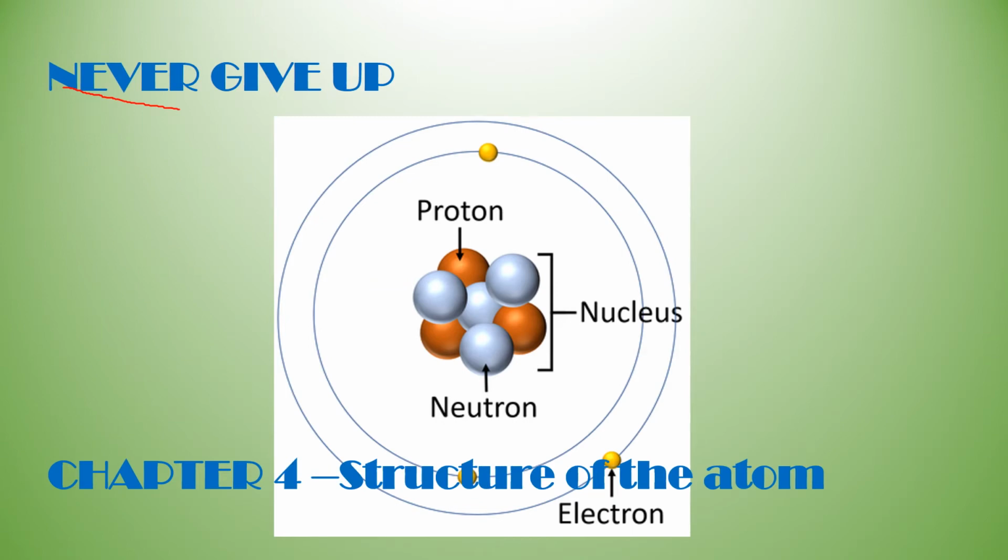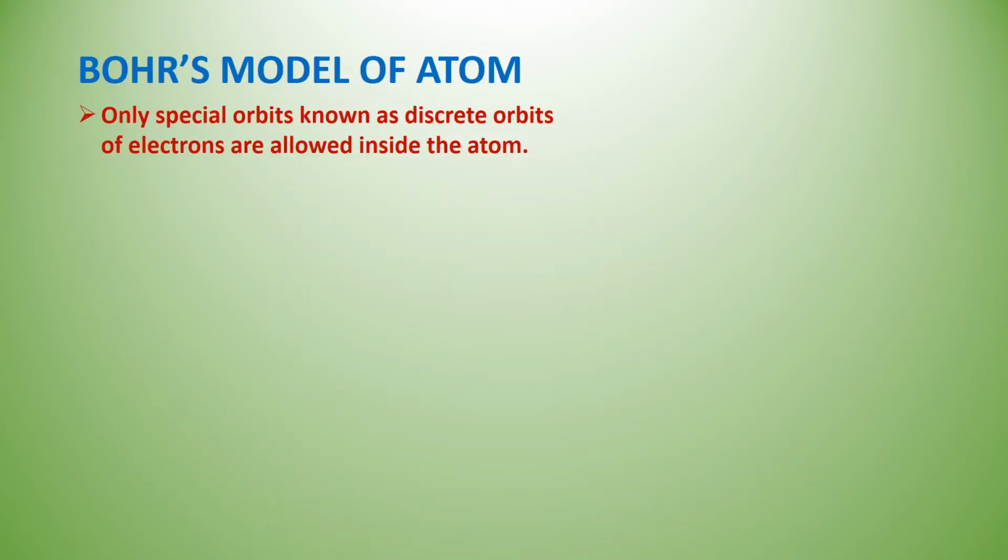Let's start. Now, Bohr's model of an atom. Already we have studied two models, right? J.J. Thomson and Rutherford. I hope you remember. In Bohr's model of an atom, there are two very important postulations: only special orbits known as discrete orbits of electrons are allowed inside the atom.